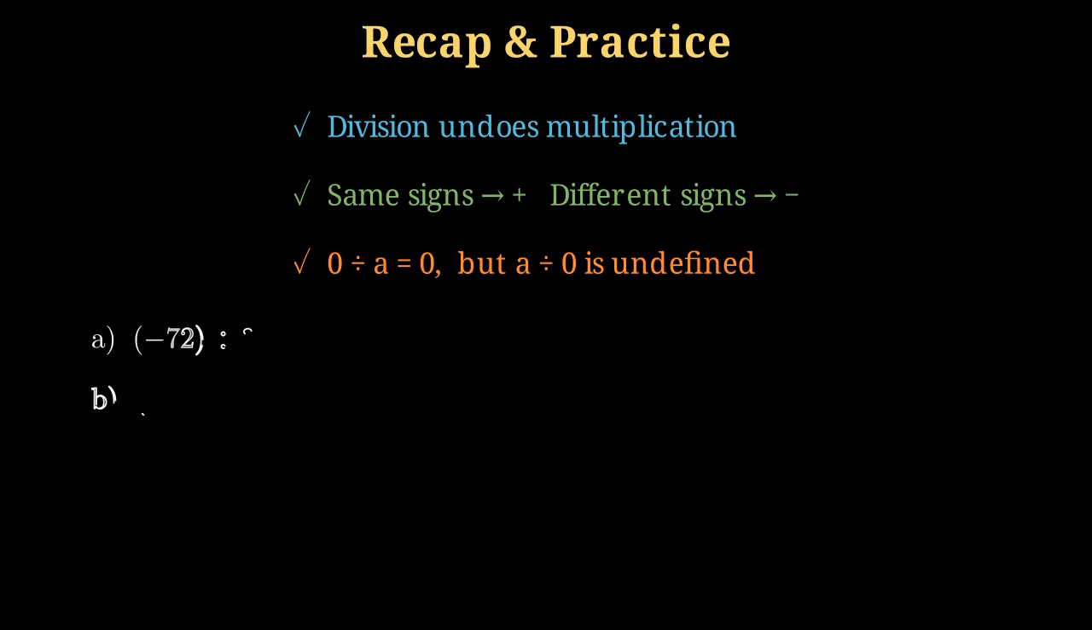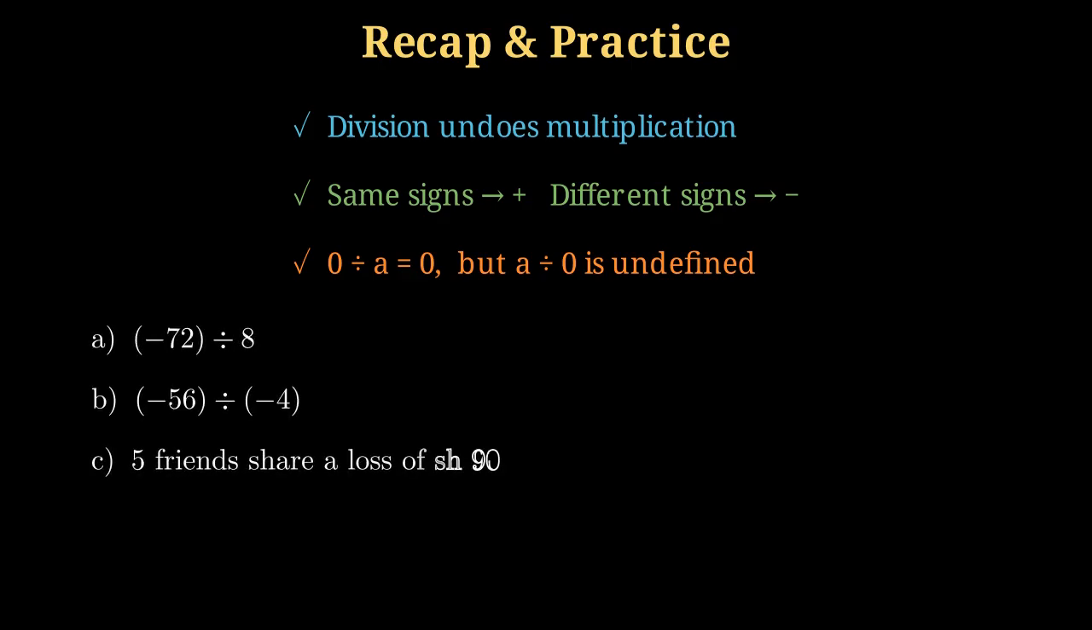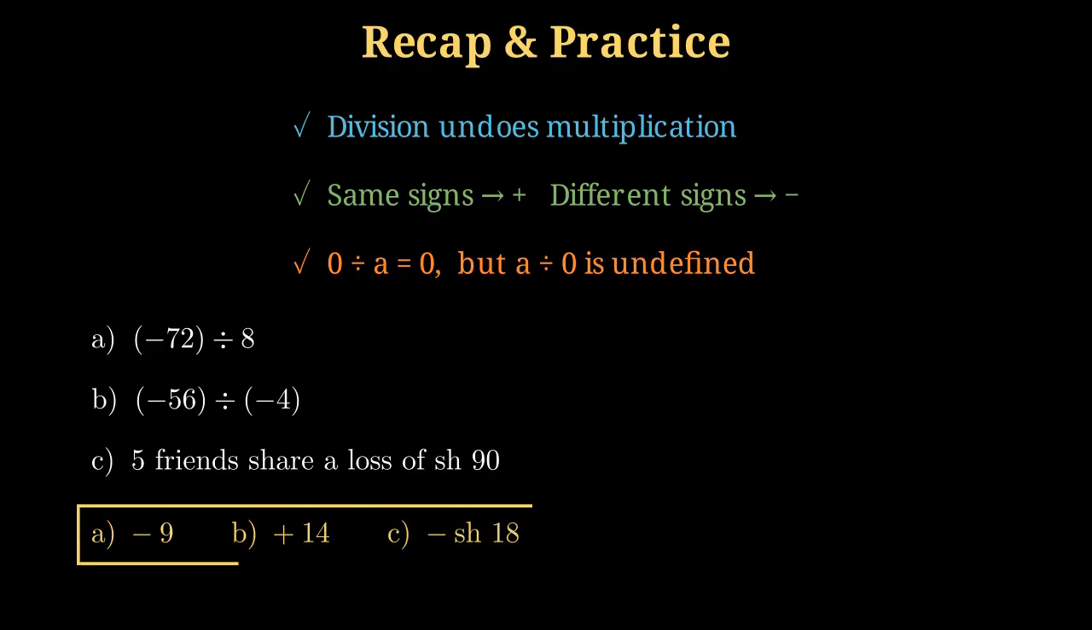Pause and try these 3. A, negative 72 divided by 8. B, negative 56 divided by negative 4. C, 5 friends share a loss of 90 shillings equally, how much does each carry? Answers: A, negative 9. B, same signs, positive 14. C, negative 90 divided by 5. Each friend carries negative 18 shillings.